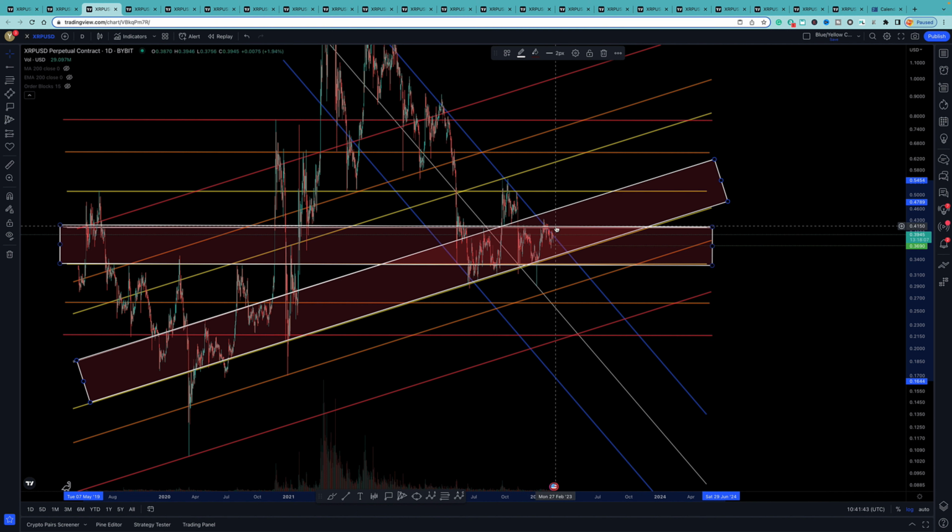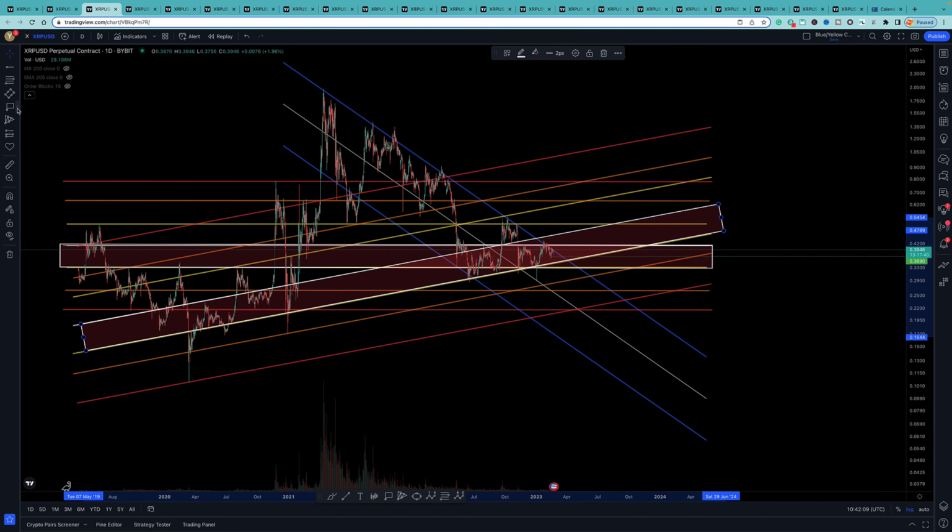So you can see the levels that we need to break: 41, 46, 51, 61, again 64. So you can see the way the levels are, and you can see the way price action is moving up and down these channels. So if we're going to break up, these are the areas we need to look for, yeah.